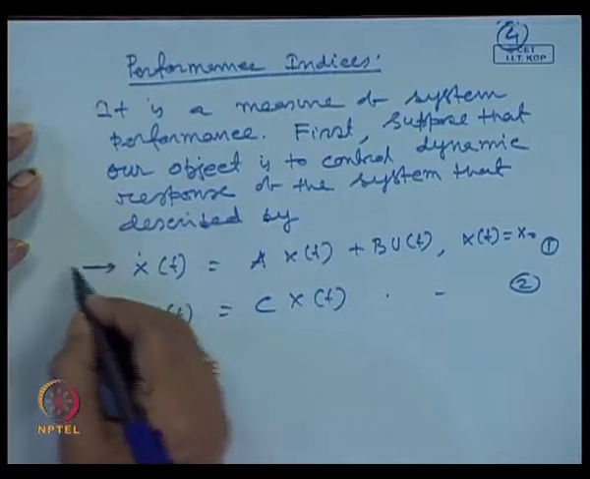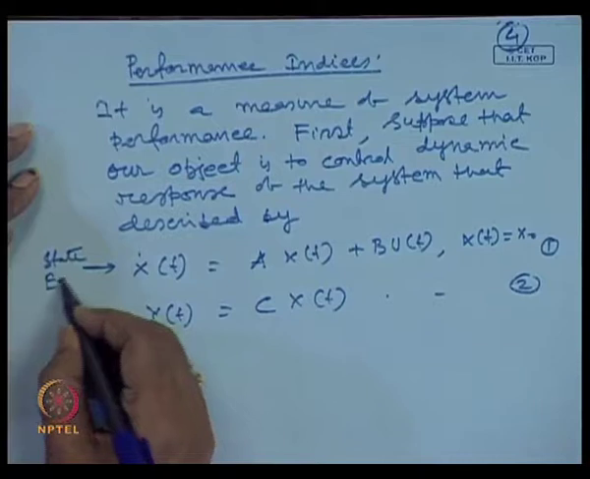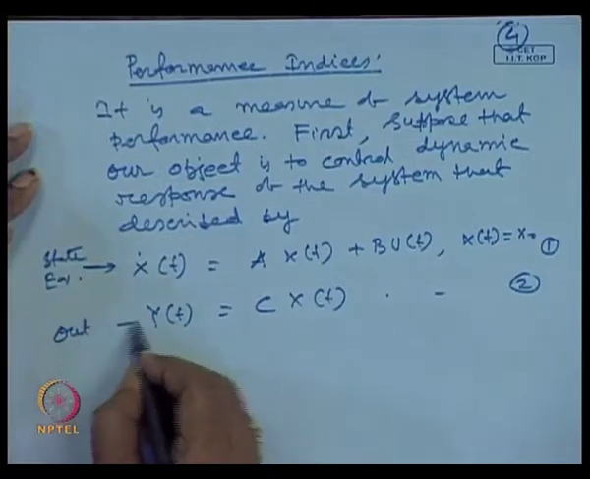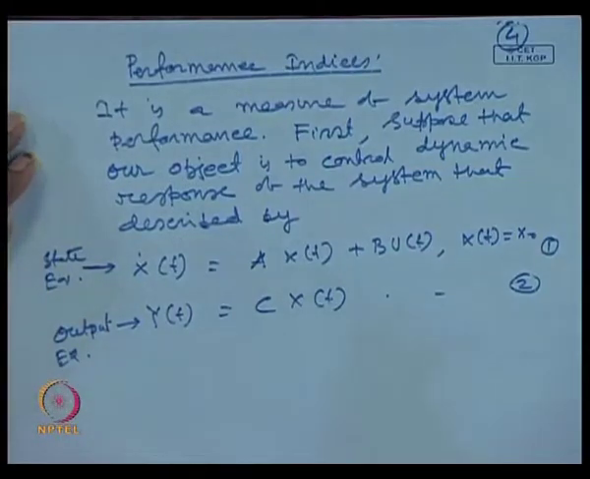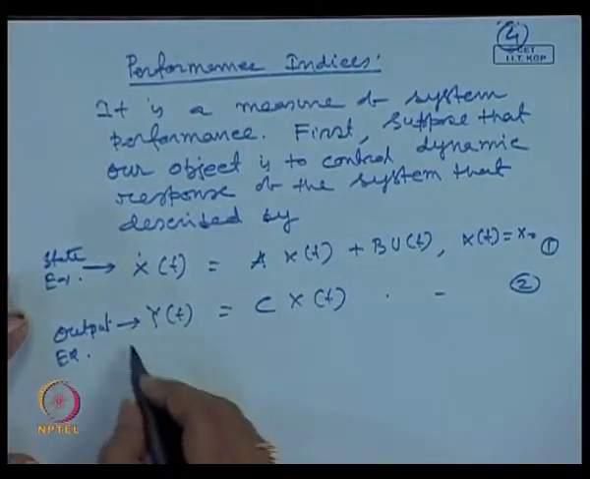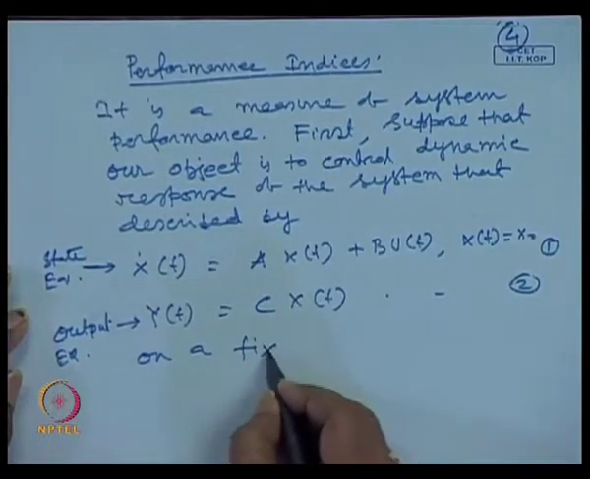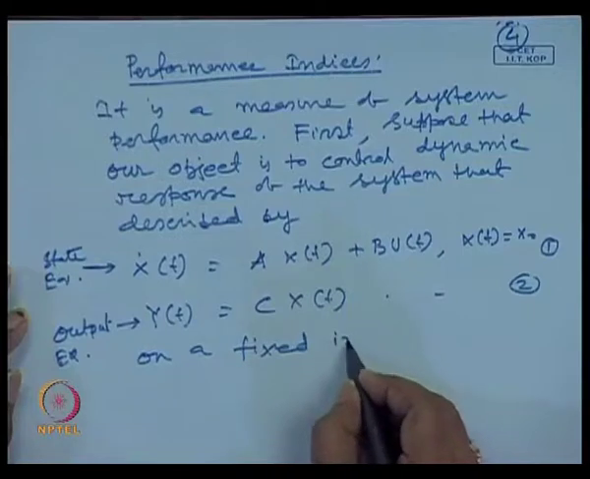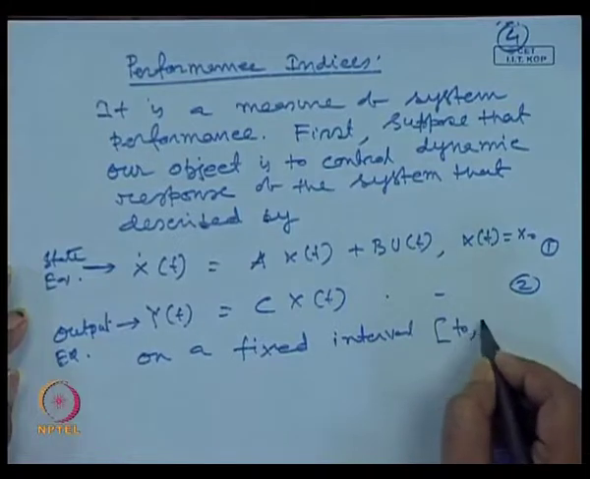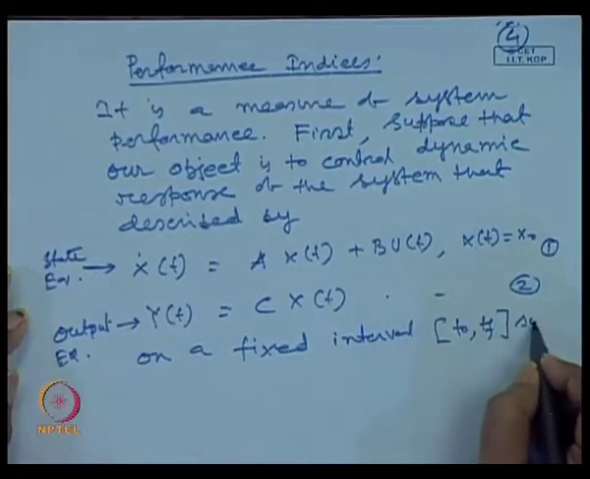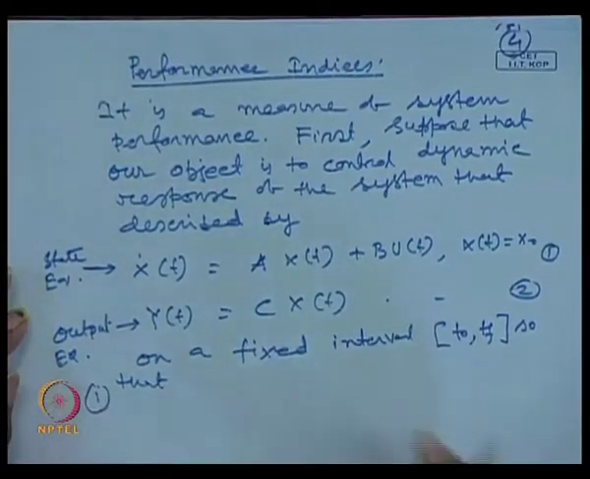So, this is what is called the state equation, and this is our output equation. Agree? So, that output equation on a fixed interval t 0 to t f.